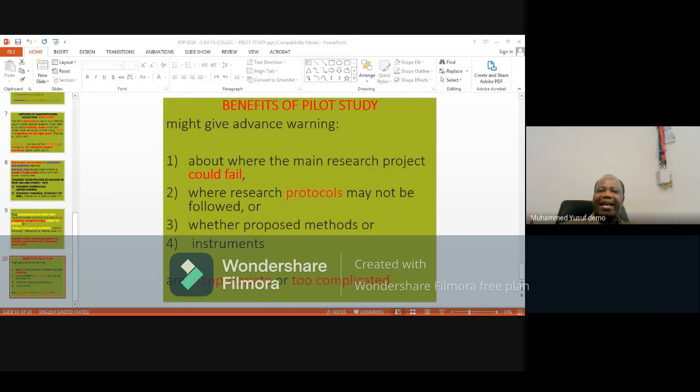Let me give you another example. Why do you need to do your content validity very well, or face validity? Why do you need to do a pilot study? Whether you say face validity, content validity, or construct validity, all these are under the pilot study. Get the point? So let me give you another terminology.